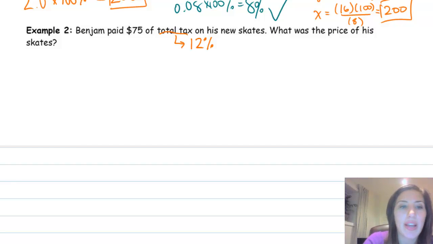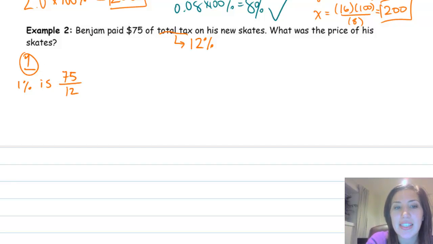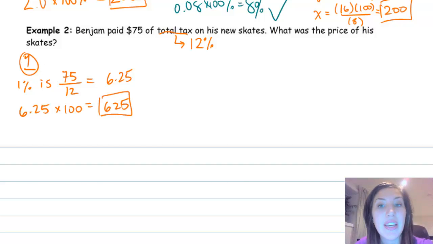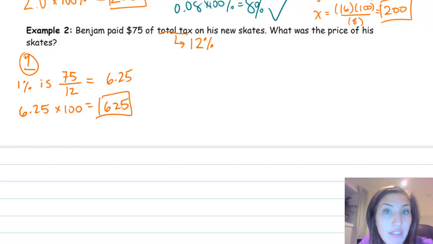Well, we could do method 1 and say, this is just my 1 for method 1. 1% is 75 over 12. And this as a decimal is 6.25. Multiply that number by 100 is the next step. So that gives us 625. So then my answer would be that the price should be $625.